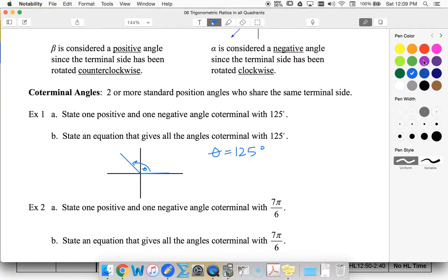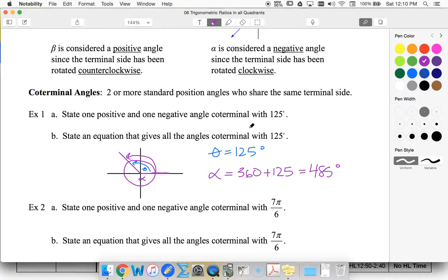Well, I want another angle that starts here and then ends here. So I could go around a full circle plus 125 degrees and then end here. So now we could call my purple one alpha. So alpha would be 360 plus 125. So the angle alpha is a total of 485 degrees, and it is coterminal.